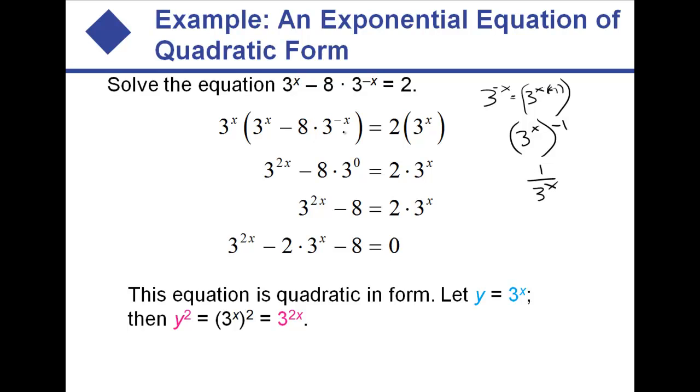And we don't want to deal with that, so we multiply through both sides of the equation by 3 to the x to cancel this out. So 3 to the x and 3 to the negative x are going to become 3 to the 0, which is just 1, right? That's just 1.